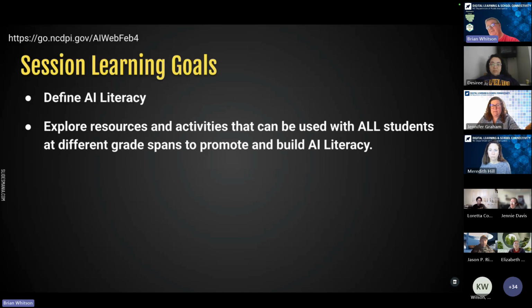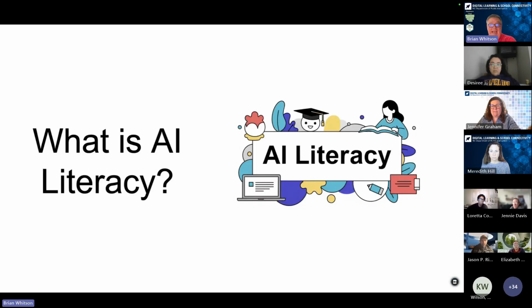Now that we've got all the DPI talk over, let's talk about some of our session goals. We're going to define AI literacy, and this definition is constantly evolving. Then we're going to look at some resources and activities. The first activity you've already done, which was looking at a picture and doing the what do you notice, what do you wonder. Pretty straightforward. It's an activity I think you can do with students at any grade level, so it's very accessible. So, what is AI literacy?